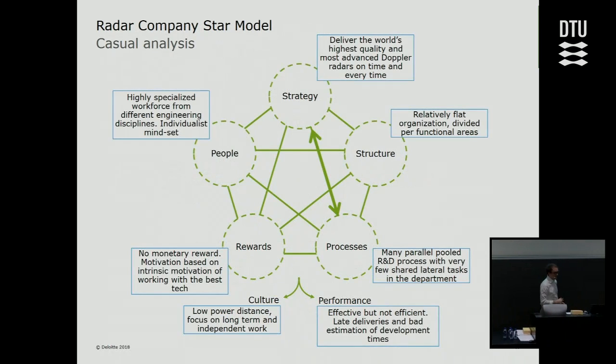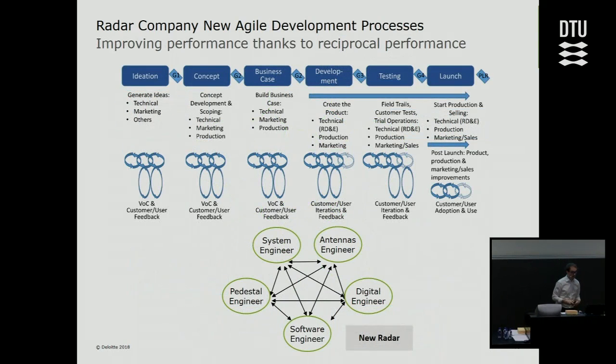So if we move back to our causal analysis, now we have seen the whole star model of the radar company, and we're still convinced that the problem is in the processes. So what are you going to do now, students in Timo? You're going to start working on the solution. And maybe, since you see that the problem is in the processes, your solution should be new processes. And that's actually what happened in this company. They tried to use something that is called an Agile Development method.